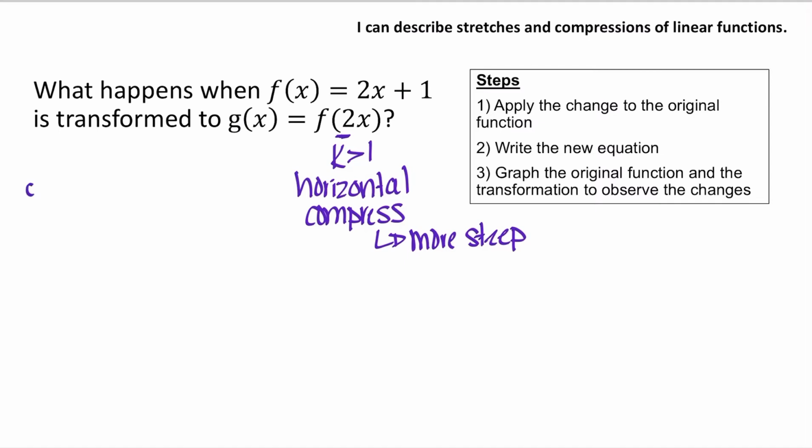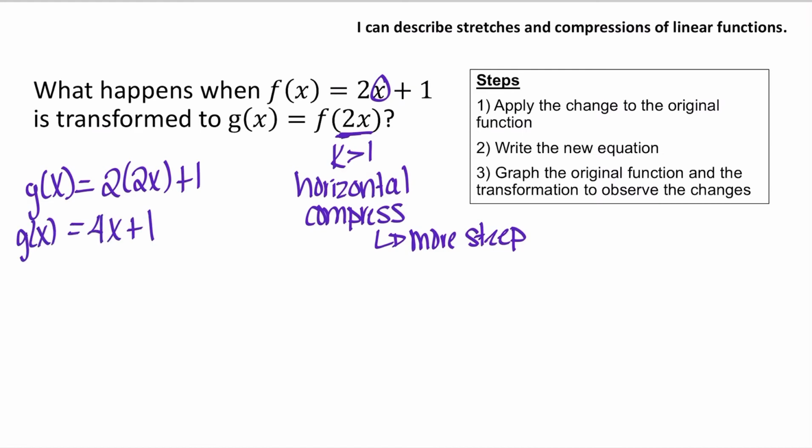So when we plug in, we get g of x equals, and then I'm going to plug in 2x to my input value. So I have 2 times 2x plus 1. So that gives me 4x plus 1. So you can see in g of x, my value of m is 4. And then in my original function, my value of m is 2. So m is bigger, so that is why my graph will be more steep.